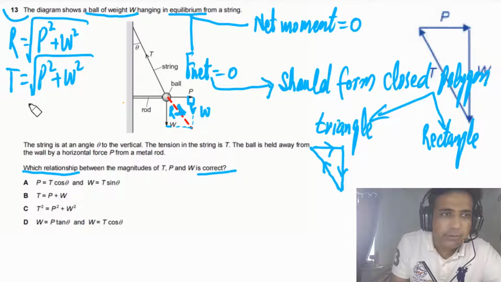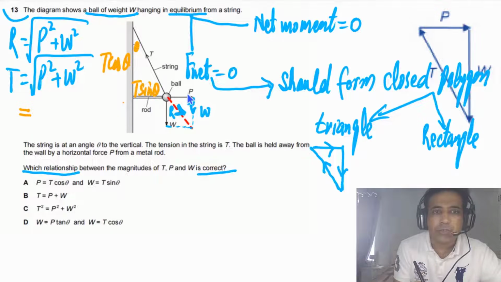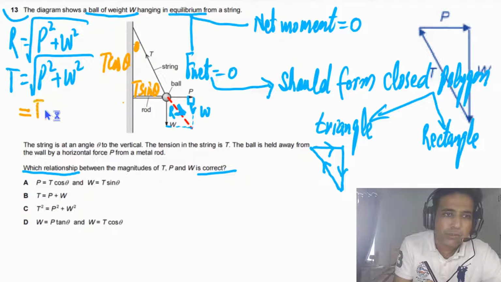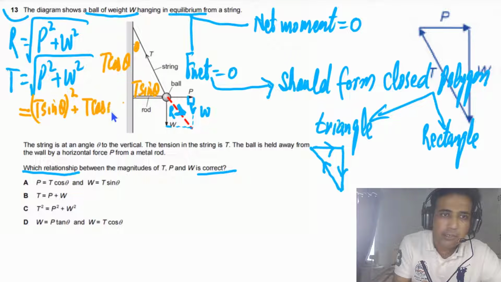We can also write down P and W in terms of T. If you look at the components of T, we have angle theta here. So this component will be T cosine of theta, and this component will be T sine of theta. So in this case, P has to be equal to T sine of theta in magnitude, but in the opposite direction. And W has to be equal to T cosine of theta in magnitude but opposite in direction.